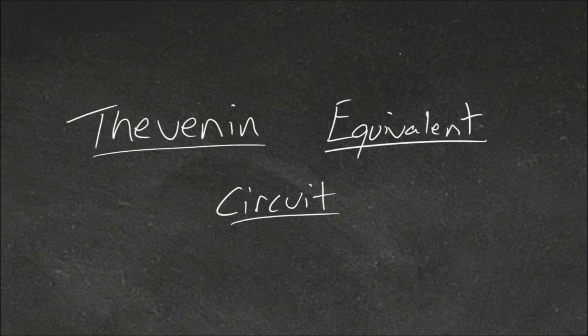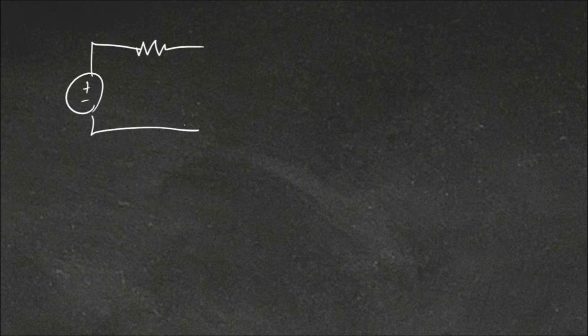Today I'll be talking about Thevenin equivalent circuits. So the basic idea behind finding the Thevenin equivalent circuit is to simplify a circuit which may have multiple resistors and multiple sources of current or voltage into something that simply has a voltage source and a resistor. We call this voltage source V Thevenin and the resistance R Thevenin.